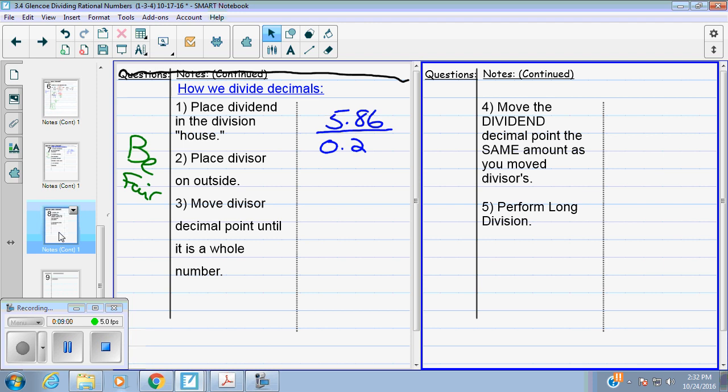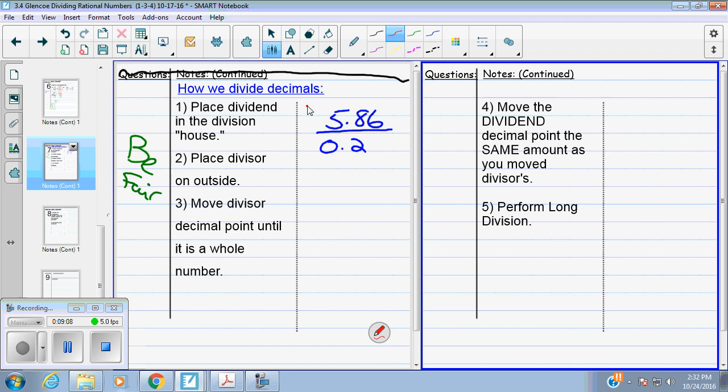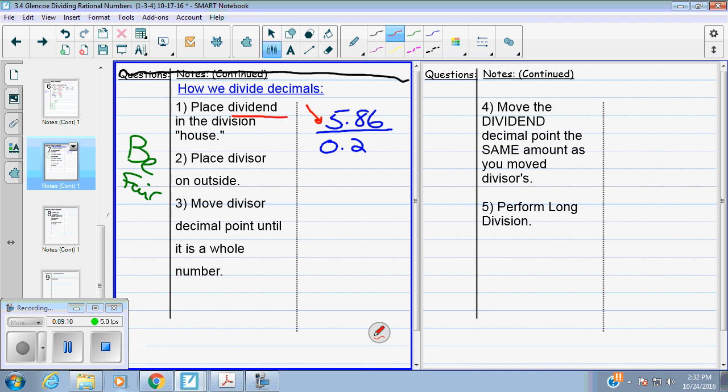Welcome back from the final pause of this lesson. So right now, we're going to place the dividend in the division house. The dividend is the number on top if you forgot. So we're going to put 5.86 inside the division house. And now we're going to place the divisor, the bottom number, on the outside.